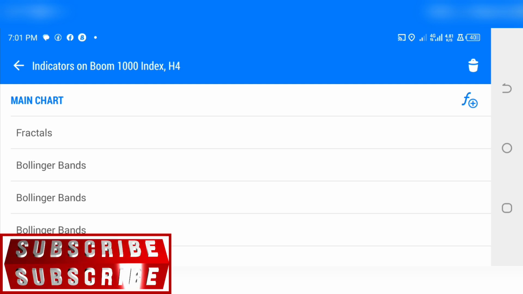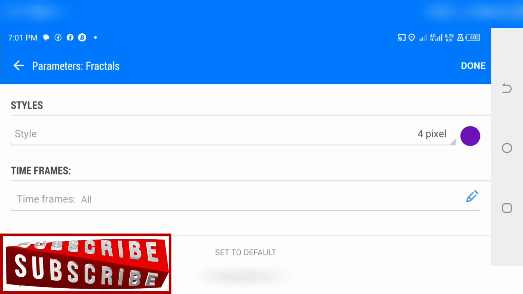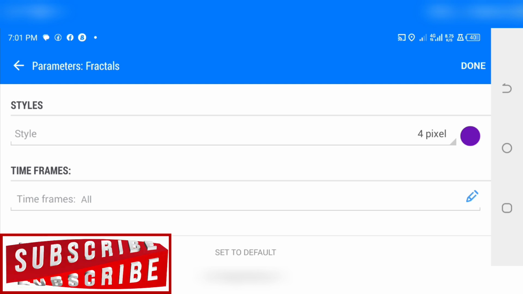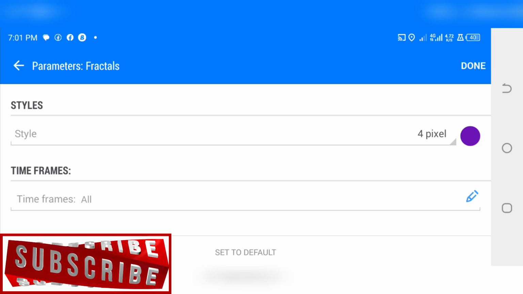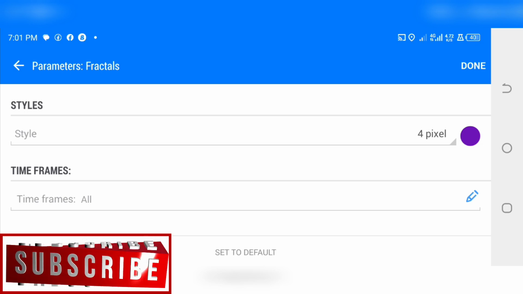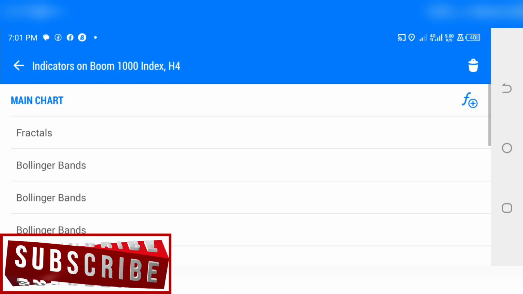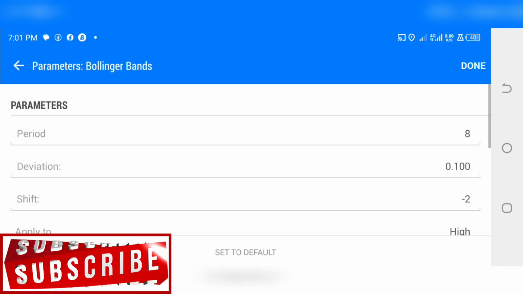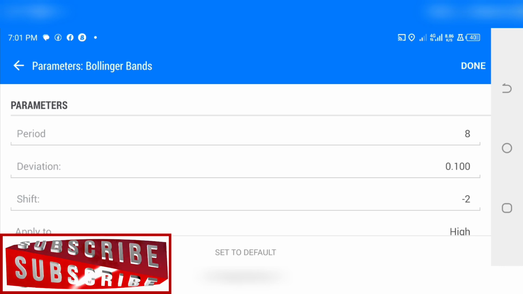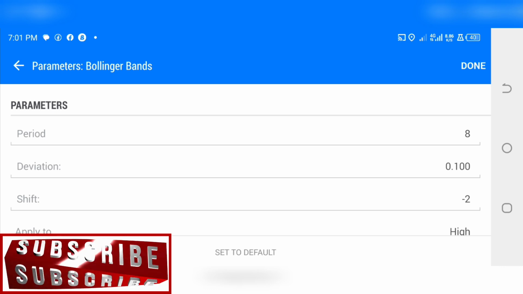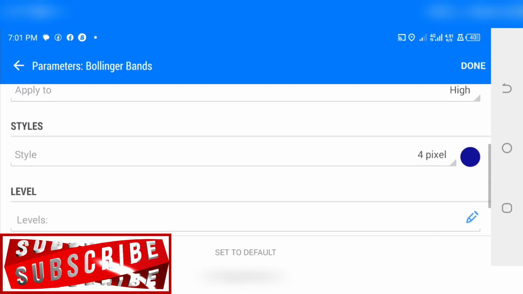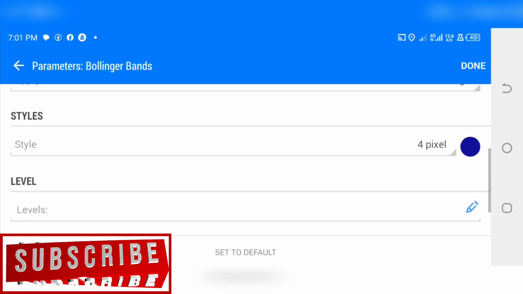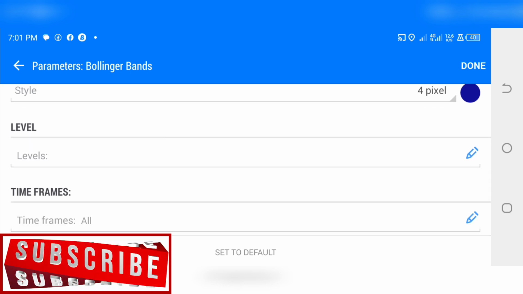Okay, we have fractals here, which is the first, 4 pixel purple color. You can decide to use any color of your choice. The next one is Bollinger Band. Bollinger Band: period is 8, deviation is 0.100, shift is -2, apply to is high. Style is 4 pixel dark blue. So that is it.